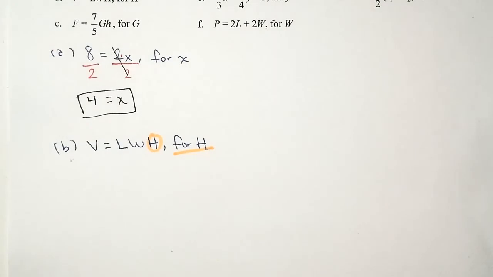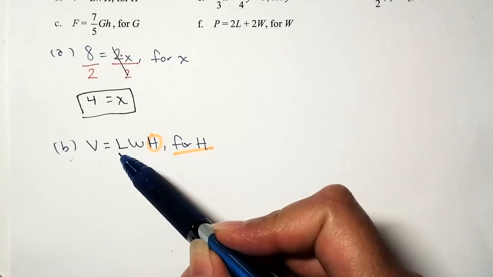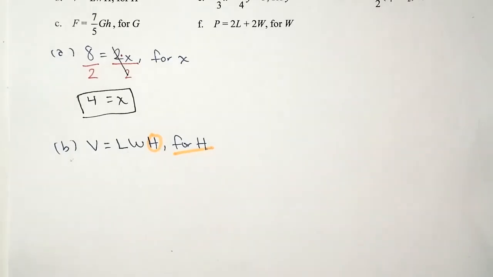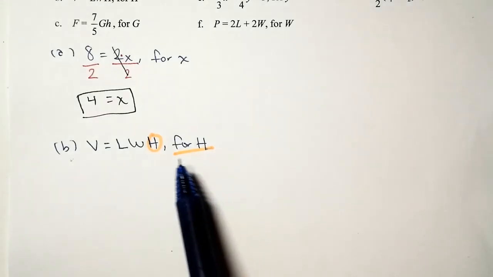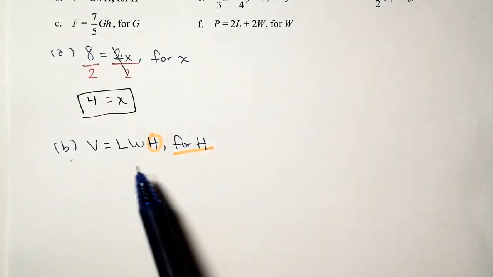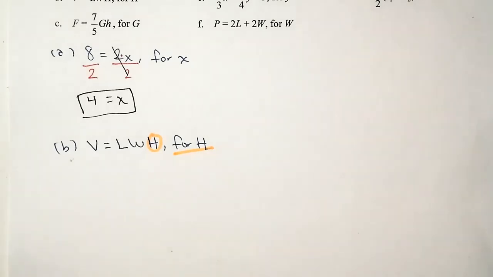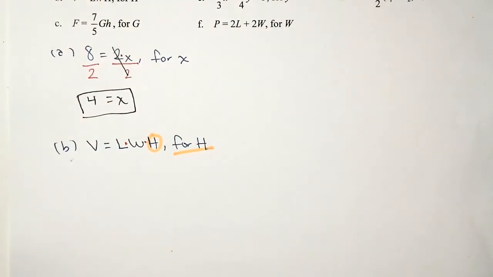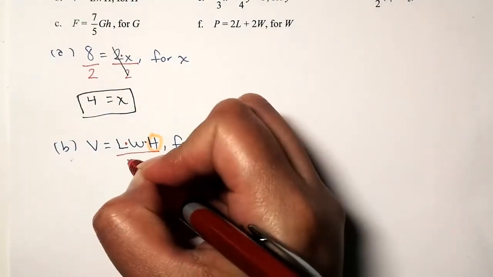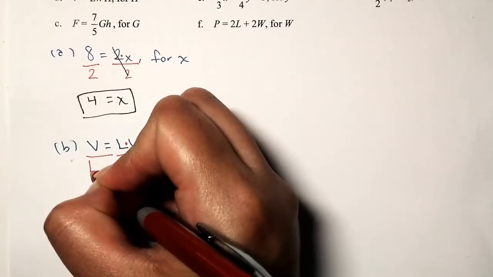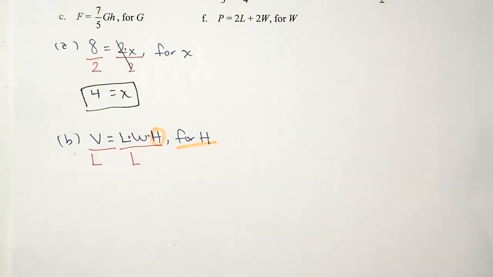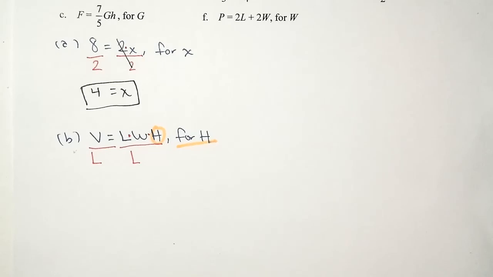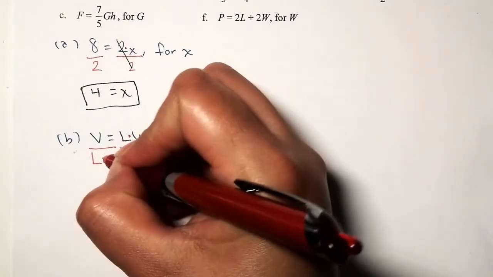So how are we going to isolate that H? How are we going to get rid of the L and the W? To solve a literal equation, you need to identify the variable that you're solving for, and then treat all the other letters as if they were numbers. What are we going to do to get rid of the times L? To get rid of the times L, let's divide both sides by L. To get rid of the times W, let's divide both sides by W.